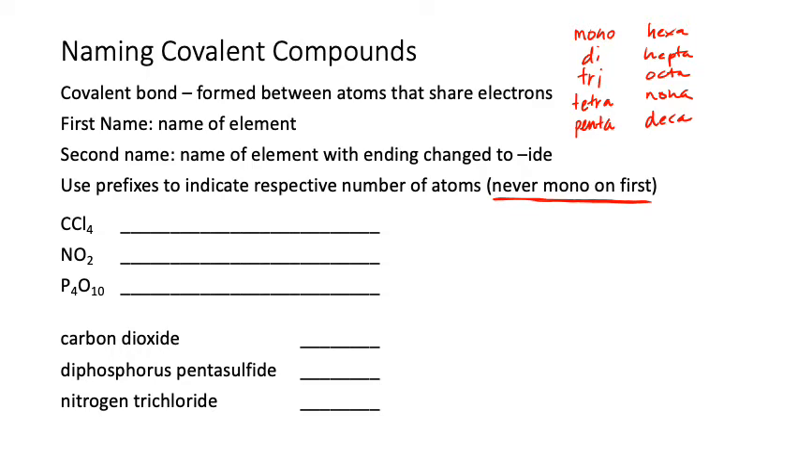So for the first one, we have 1 carbon and we have 4 chlorines. So again, I'm looking at my prefixes. Well, I only have 1 carbon, so that's mono. But I just said we're never going to put mono on the first name. So for this one, this would just be carbon. And for chlorine, we're going to change that ending to IDE.